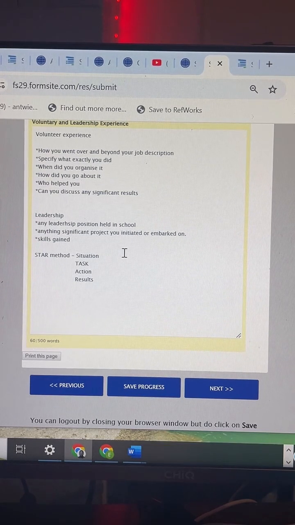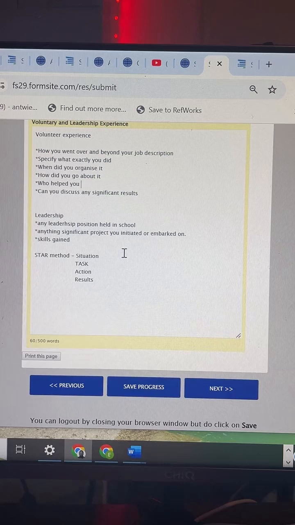How did you do that? We went about by first organizing ourselves in these groups. We started this by doing A, B, C, D, and we did that. And what was the result?